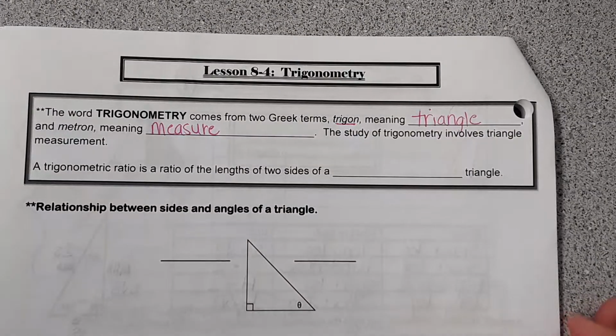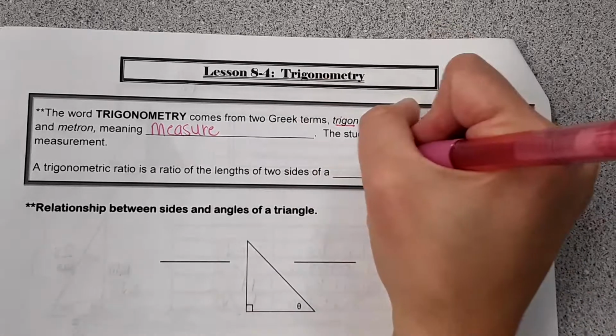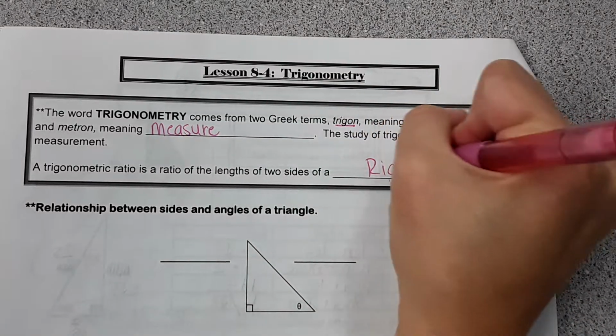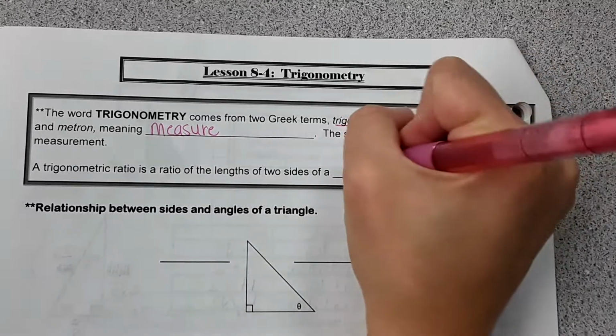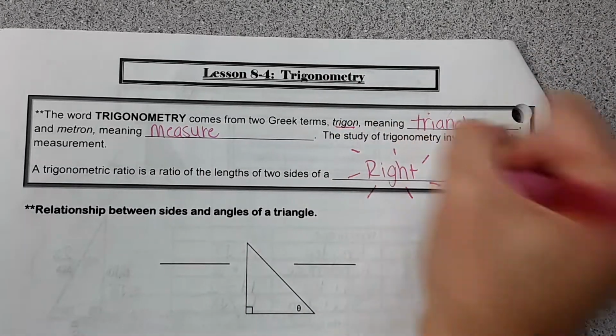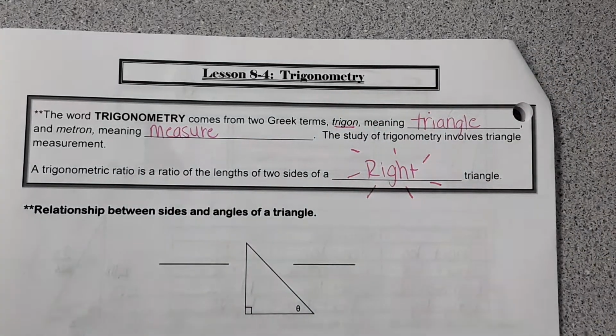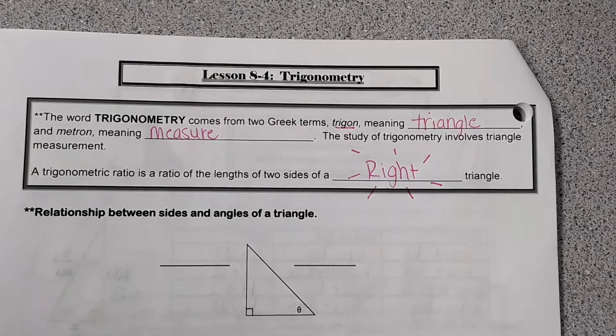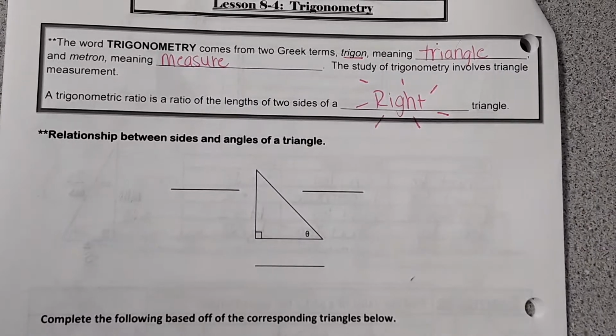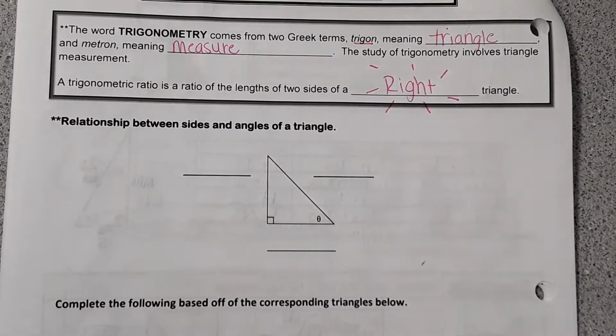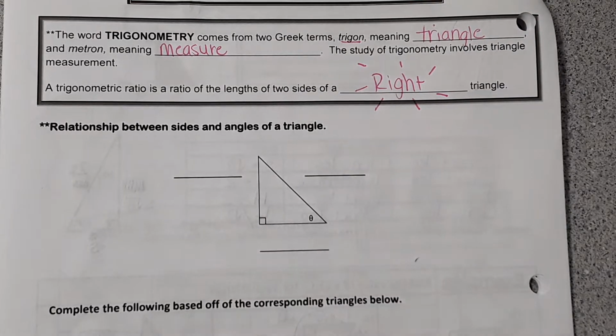Okay, so a trigonometric, I don't know how to say that word, ratio is a ratio of the lengths of two sides of a right triangle. So the triangles do have to be right triangles for these ratios to work. So if you're going to use trigonometry, make sure it's a right triangle, meaning it has a 90-degree angle. Okay, so relationship between the sides and angles of a triangle. So again, just building the foundation here.